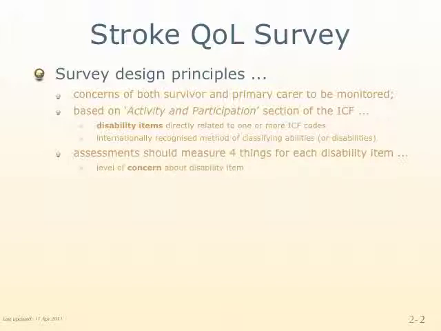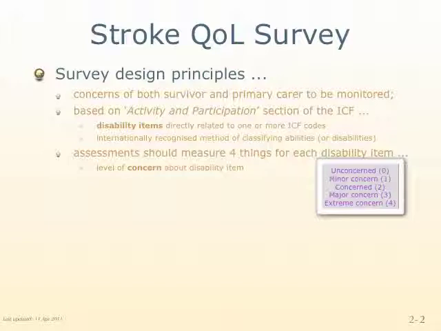First, the level of concern about his or her capacity to perform a particular activity. Suggested choices and their scores could be unconcerned with a score of 0, minor concern with a score of 1, concerned with a score of 2, major concern with a score of 3, and extreme concern with a score of 4.